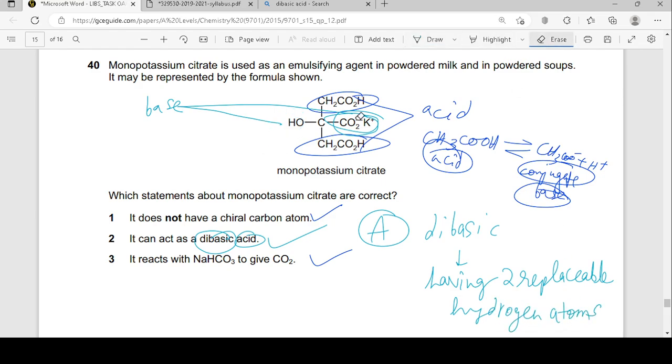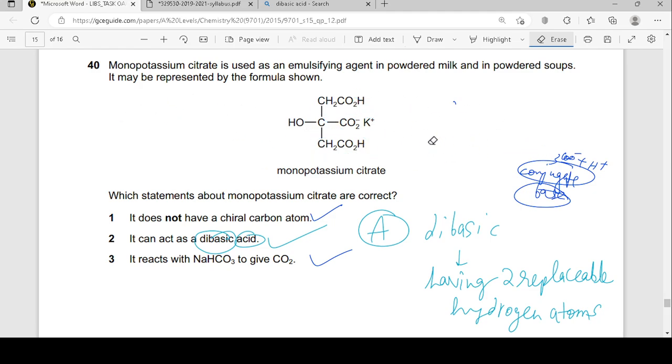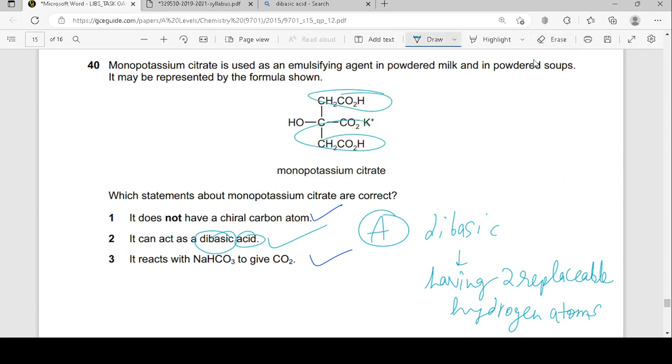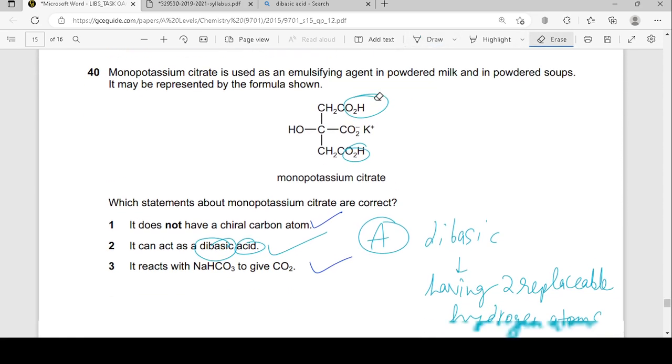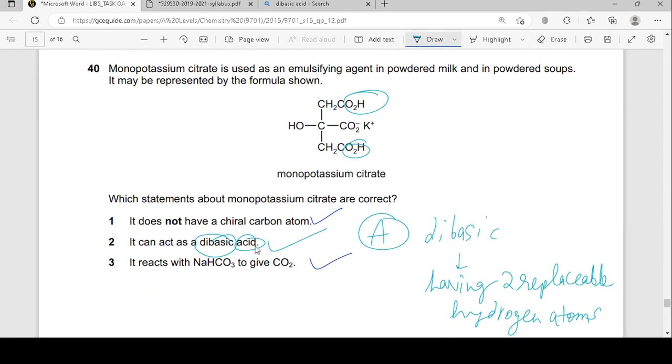Although I guess in that sense this question is lucky, because you will get the answer even in my way. But basically it's a dibasic acid, yes, because it has two carboxylic acid groups. So that means it has two replaceable hydrogen atoms. So COONa, COONa, those could happen. So it is a dibasic acid, yes. Okay, so this is the definition of dibasic: having two replaceable hydrogen atoms of an acid.